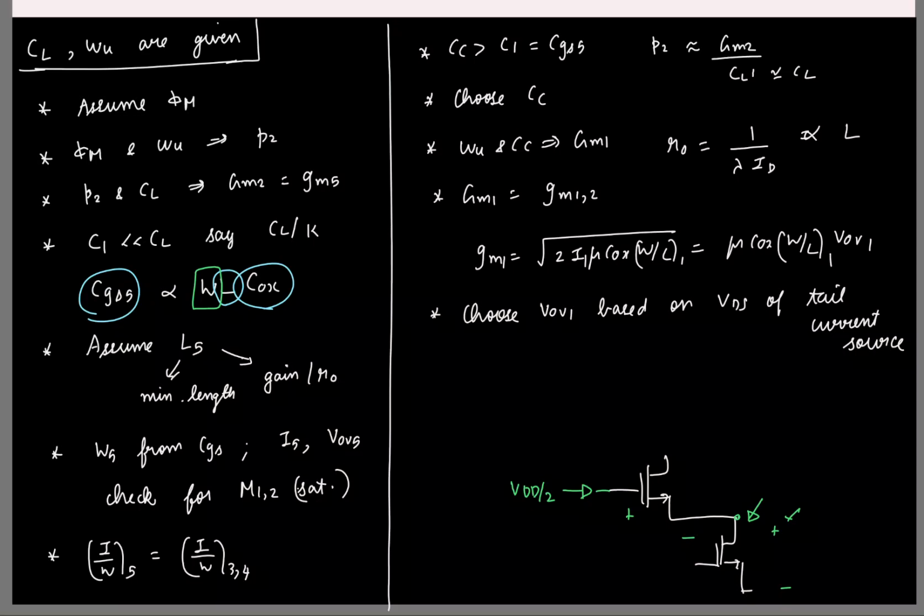So once the overdrive voltage is known, I can find the current through the transistor M1. From GM and the overdrive, I can find the current and the W by L. Now I know the ratio W by L, so I'll have to assume the length and find the width. Length you decide based on the gain you can get. If you find the gain is not enough, you can try to increase the length, or you stick to the minimum length that is possible. And lastly, we have the transistors M3, M4. What will be the current flowing through the transistors M3, M4?